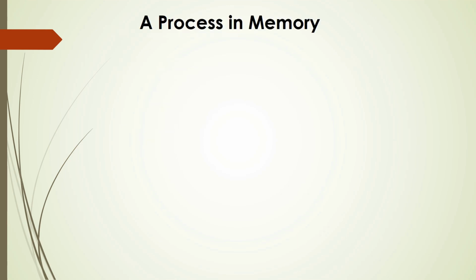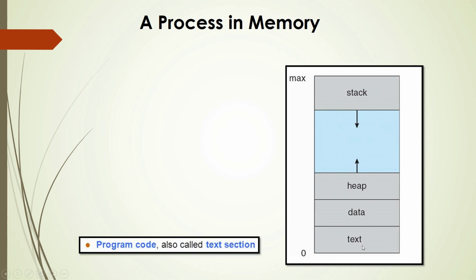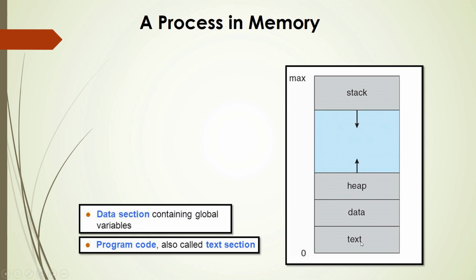So let us look at how a process looks in memory. If you look at this particular diagram, you will see there are four sections: text, data, heap and stack. Coming to the first section, text, the program code is stored in this particular section and that is why the name text section. Next, the data section contains global variables. So the variables which are declared global in the program will be contained in the data section.